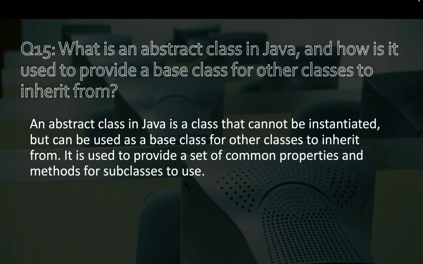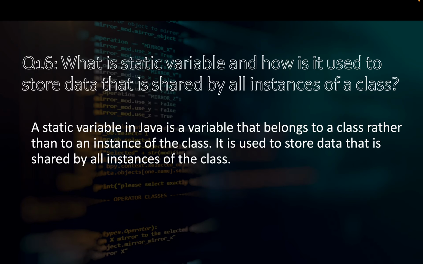Question number 15. What is an abstract class in Java and how is it used to provide a base class for other classes to inherit from? An abstract class in Java is a class that cannot be instantiated but can be used as a base class for other classes to inherit from. It is used to provide a set of common properties and methods for subclasses to use.